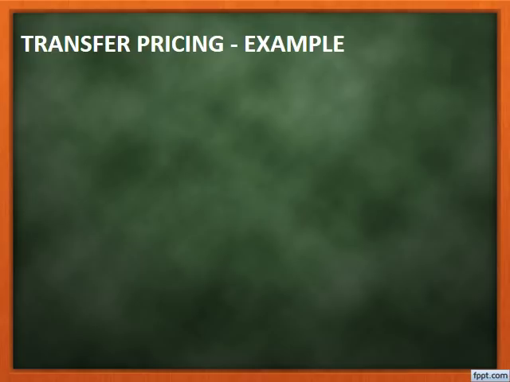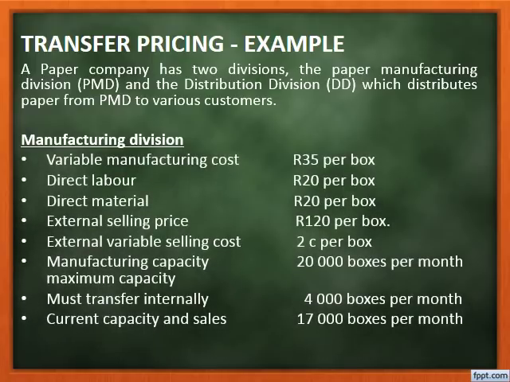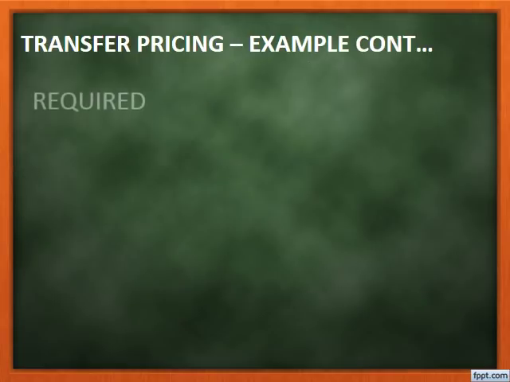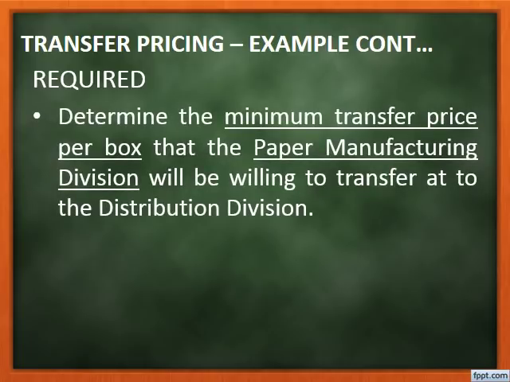Let us have a look at an example. A paper company has two divisions, the paper manufacturing division and the distribution division, which distributes paper from PMD to various customers. The manufacturing division has the following costs and capacities. The required is to determine the minimum transfer price per box that the paper manufacturing division will be willing to transfer to the distribution division.